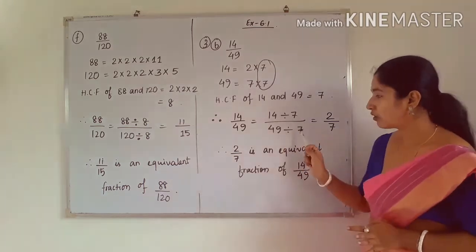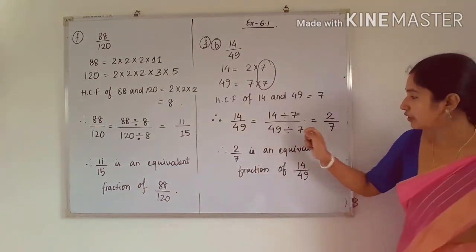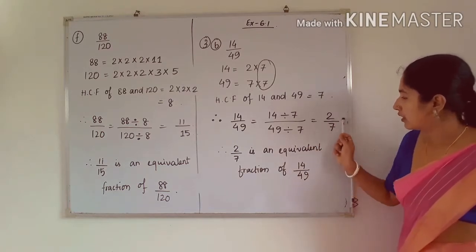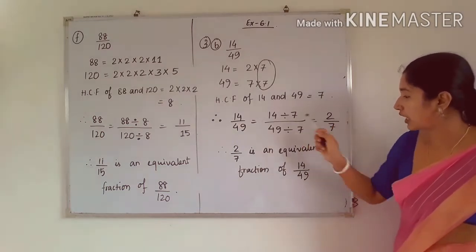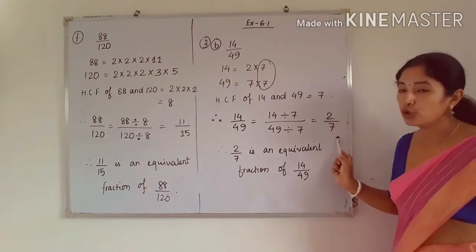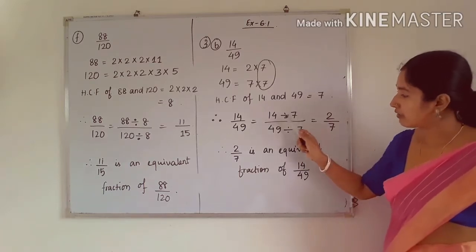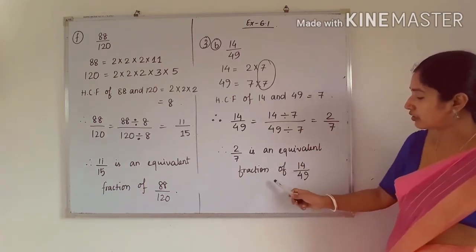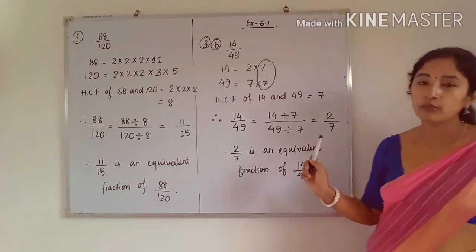Okay, so like that you have to do. So 7 2s are 14 and 7 7s are 49. So the answer is what? 2 by 7. So 2 by 7 is an equivalent fraction of 14 by 49.